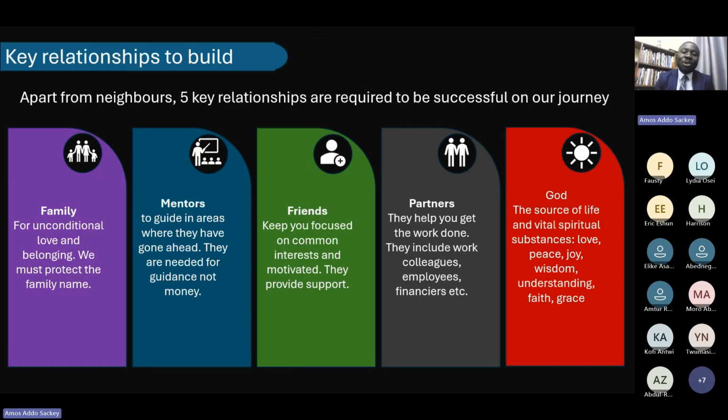You need a place to belong. You need a place that you say, this is where I come from.